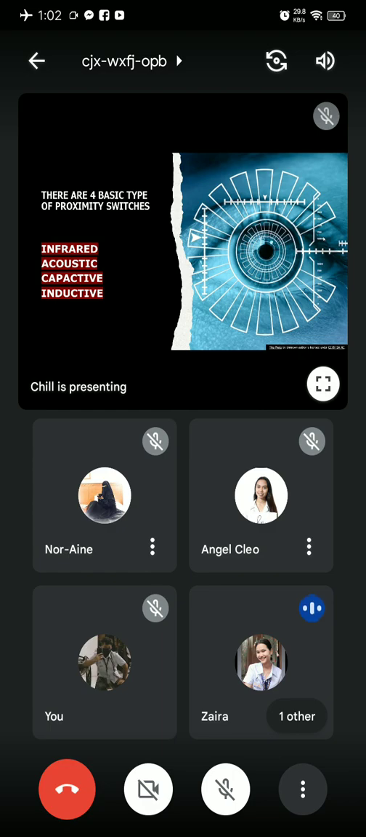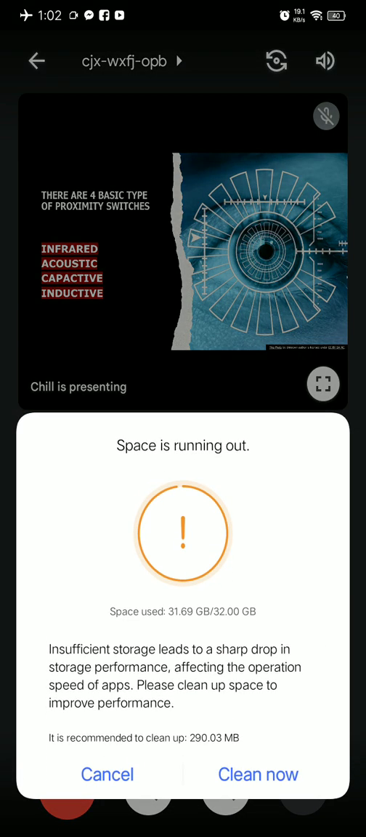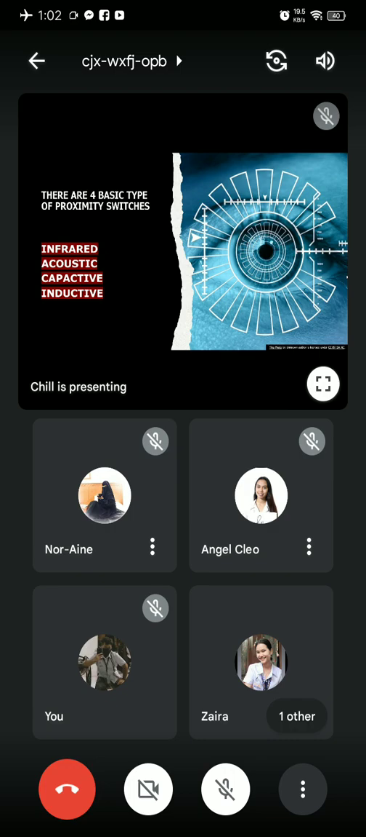So third is capacitive. Capacitive switches sense distance to objects by detecting changes in electrical capacitance around them.